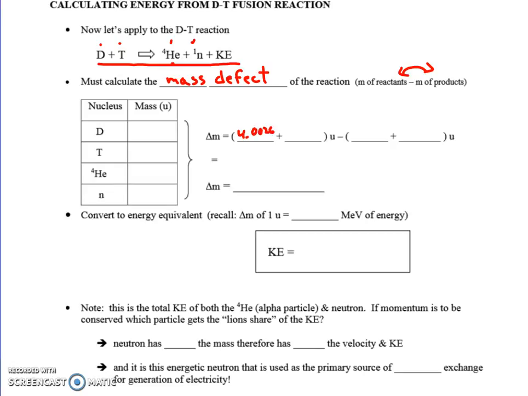So we can fill in this table the mass of each one. You're not expected to know this. So the deuterium is roughly 2. The tritium is roughly 3. Helium nucleus we know is 4, but it's not exactly 4, it's 4.0026. And a neutron we know is a mass of 1, or very close to it. Okay, so if we do the mass defect, I'm going to do the products. So there's my He. Now I'm going to add that to the neutron, because that also comes out of the reaction. And then I'm going to subtract from that the sum of my reactants.